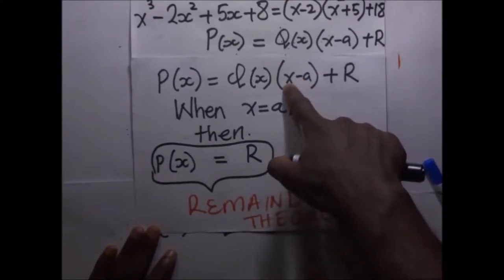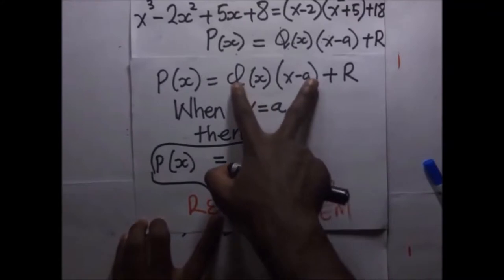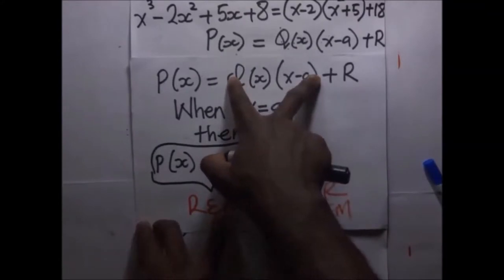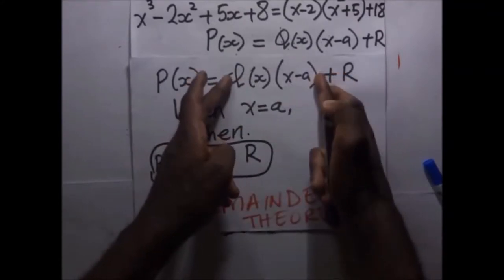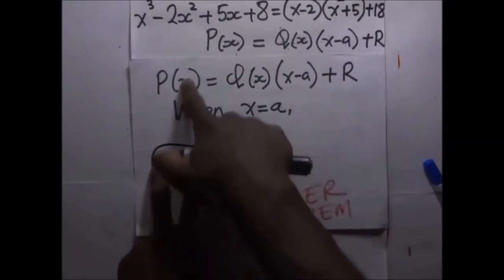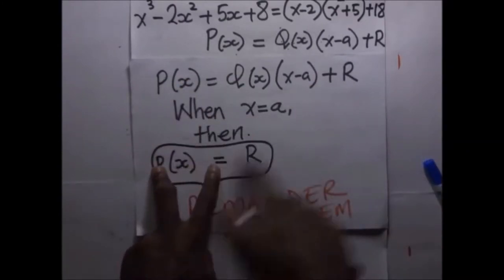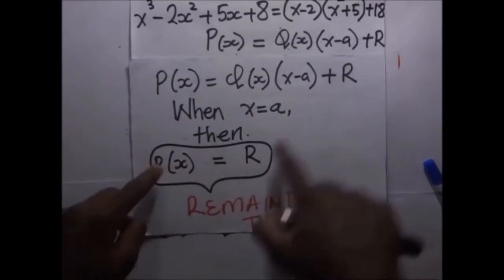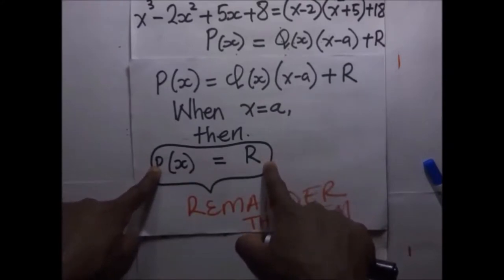Now, if the value of x is the same as a, then it means that this whole term is going to be equal to 0. If this whole term is going to be equal to 0, it means that the polynomial, which is p of x, is going to be equal to r. Now, this is what we are calling the remainder theorem.